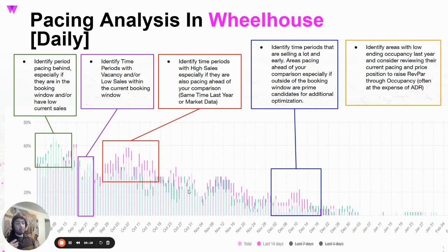And that tells me maybe I'm a little underpriced. Maybe I need to check how my ADRs are. Am I selling too low? But it really does apply to the whole month. So it could be a little bit broader than just like an event or something happening there.